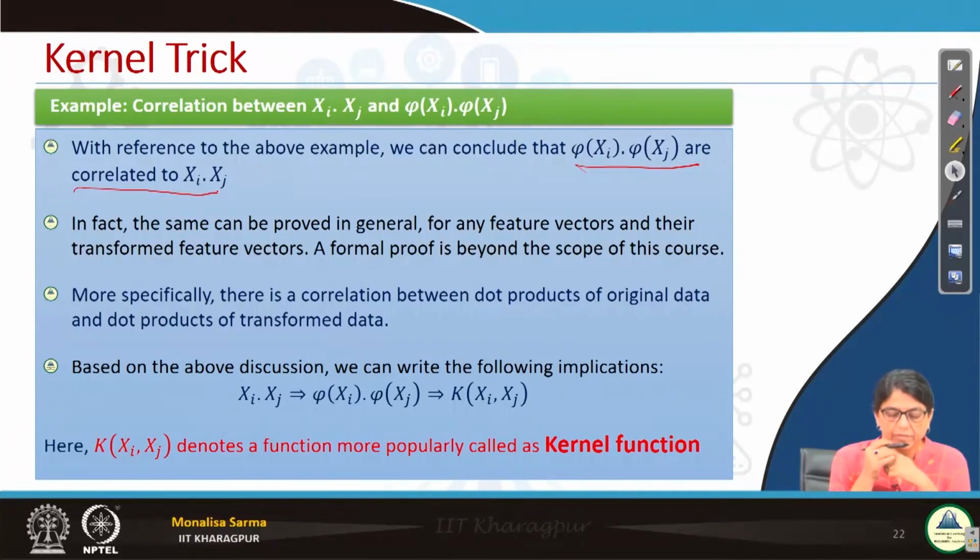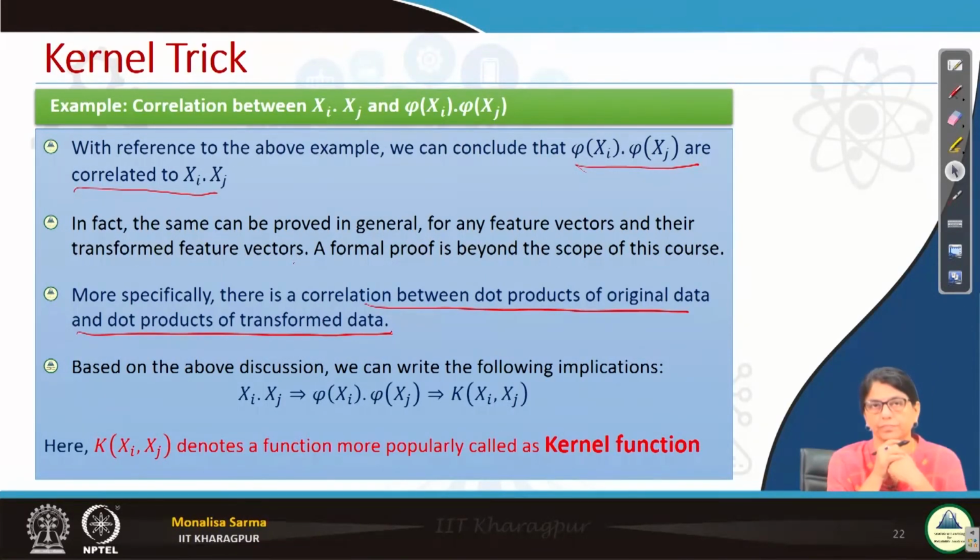Fine. In fact, in general we can prove that for any feature vectors and their transformed feature vectors, this is just a simple example we have seen, there is a correlation between the transformed vector and the original vector. The proof is not possible to discuss here. More specifically, there is a correlation between dot products of the original data and dot products of the transformed data.